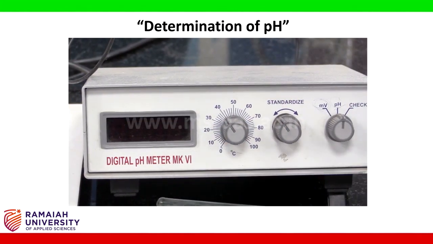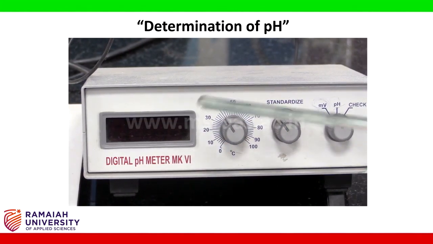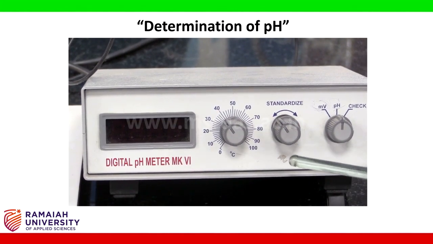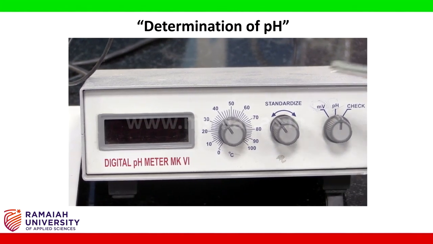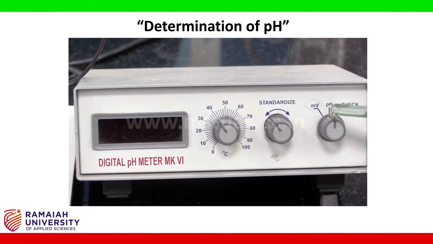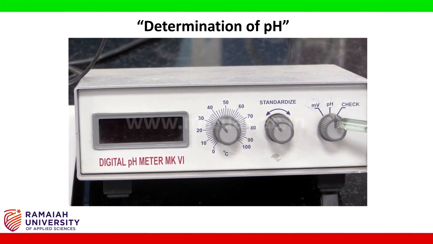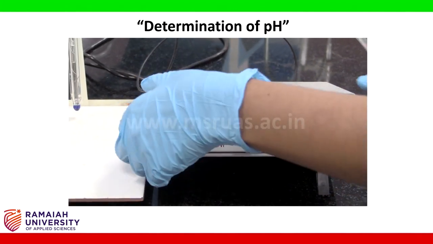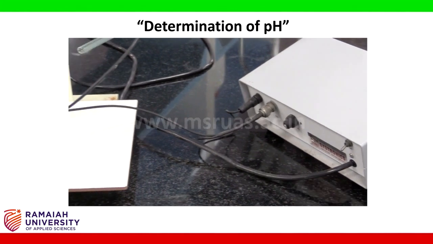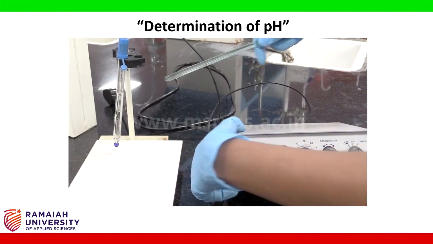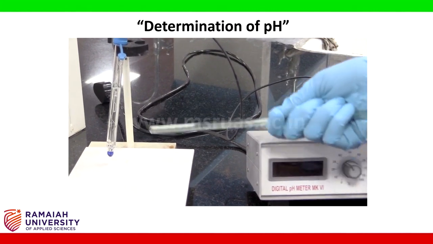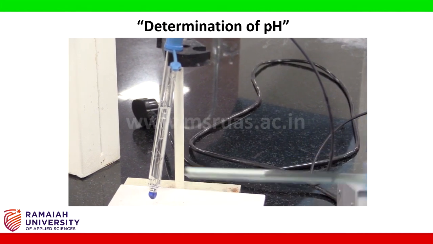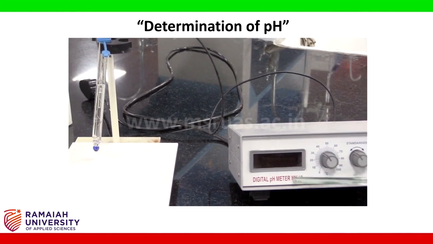This is a digital pH meter. We can see 3 knobs over here. The first one is for adjusting temperature. Second one is for calibrating the digital pH meter. Third one, you have a pH mode here in the middle. You have to make it to pH mode to do a test to determine pH. This digital pH meter is connected to a glass electrode. This glass electrode is to be dipped into the beaker containing sample to determine pH of that given sample. The value will be shown here.